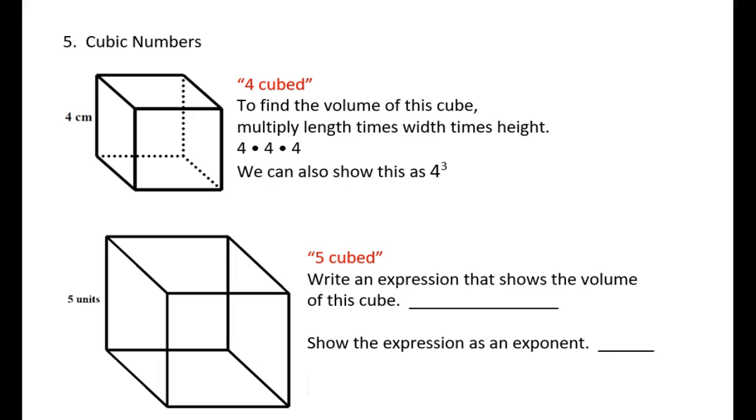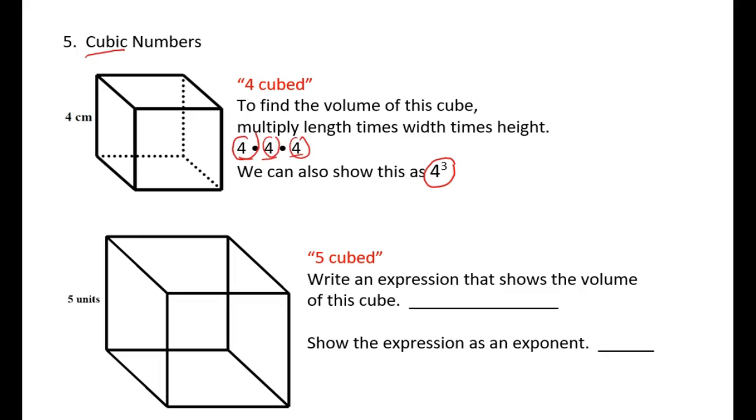Just like we have square numbers, we also have cubic numbers. And cubic numbers can be expressed as multiplying 3 numbers, which makes sense because when we worked on volume, we multiplied the length times the width times the height. So 4 cubed can be shown as 4 to the third power because it's 4 times 4 times 4.